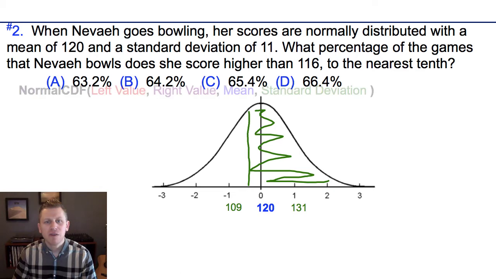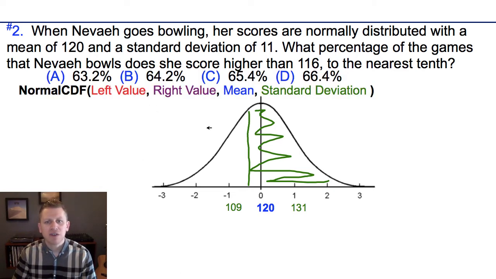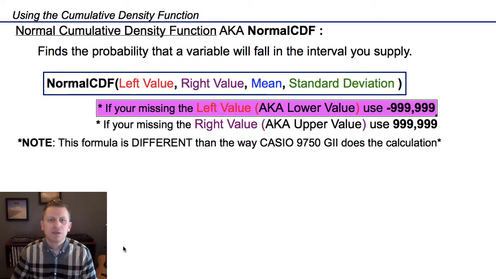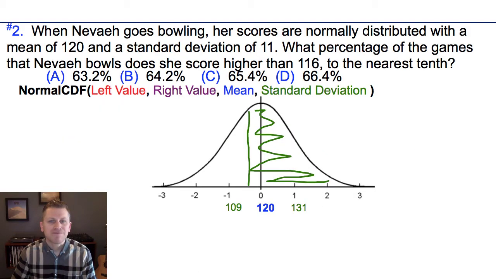So I'm going to use my formula here. What I have to think is, what's the lowest most value? The lowest most value here is going to be 116. The highest most value, I really don't know. Sure, in a game of bowling, the highest score you could receive is 300. But I want to have some uniform system. So if I go back to my formulas, what we said is that if we're missing the right value, we're just going to automatically use 999,999. So that's what I'm going to use here.